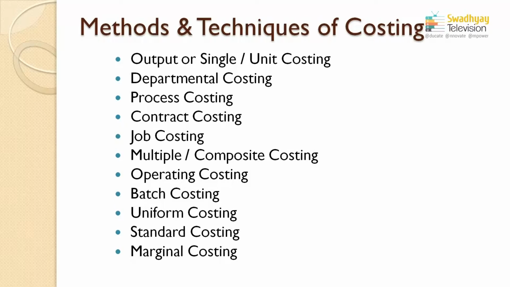So in that way, this type of business, companies or organizations can use the single unit costing or output costing. Moving to the next point, that is departmental costing. What is departmental costing? Now see here, in the organization there are several departments like production department, manufacturing department, service department, account department, store department, finance department, purchase department, sales department. So in that way, there are several departments actually running in this particular organization.